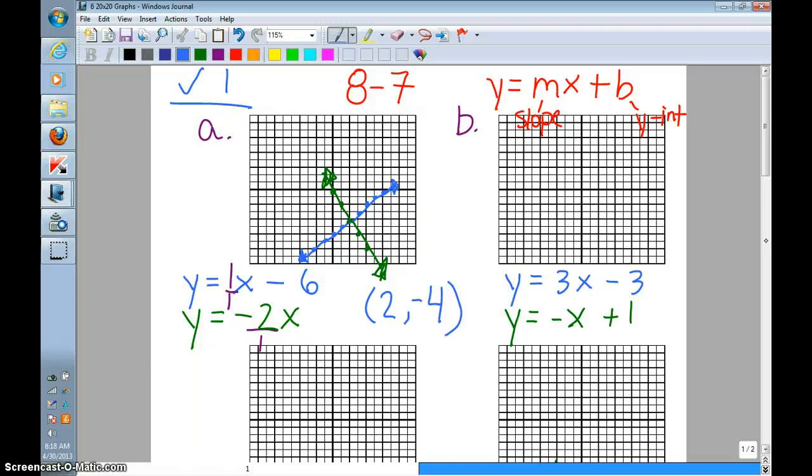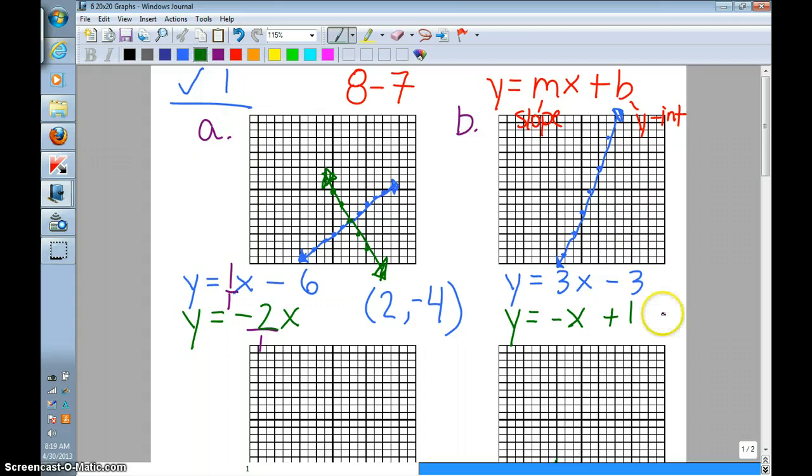The next one we're going to try is check 1B. The first one was already in y equals mx plus b form. So my first point goes at negative 3, 1, 2, 3. My slope is 3 over 1, so I'm going up 3 over 1, and again. And I can go down the other way, 3 over 1. I'm going to connect those lines. To keep your lines straight, you can label them y equals 3x minus 3.